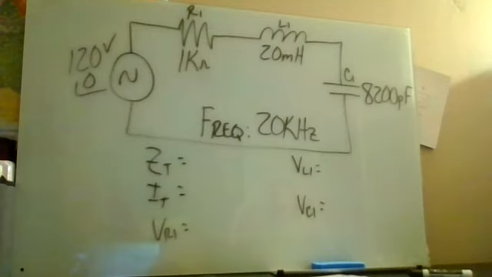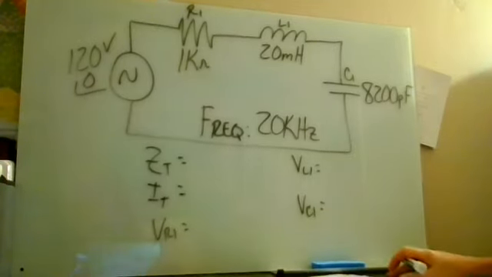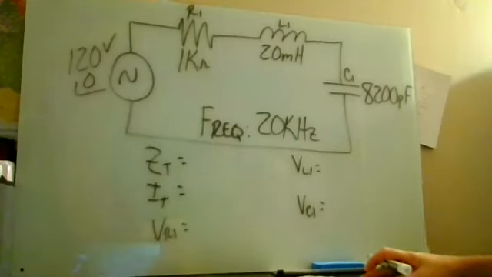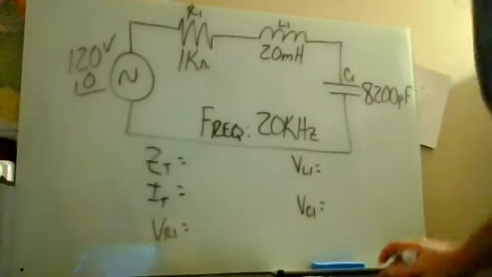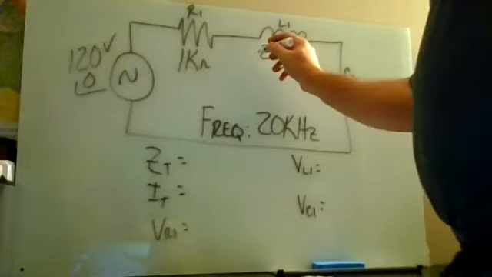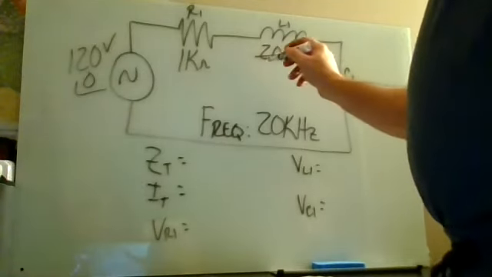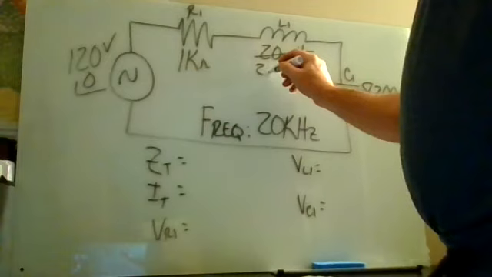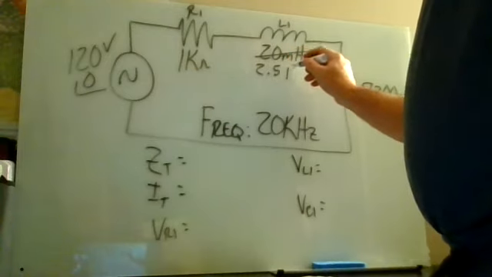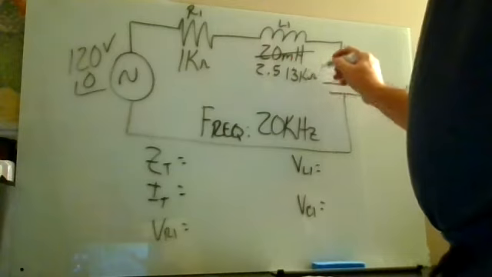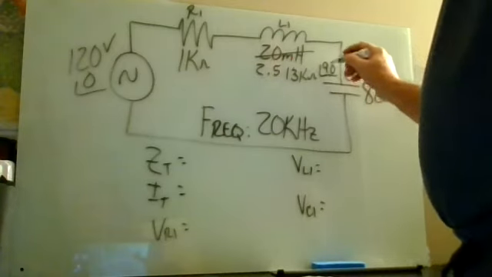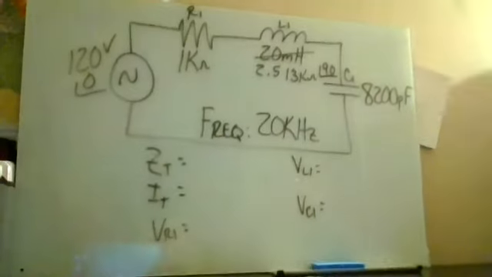How are we doing? Getting there. I don't think it got the right answer for XC. Okay, so what do we get for X of L? I got 2513.274 with an angle of 90, so 2.513 kOhms at an angle of 90. That's correct.